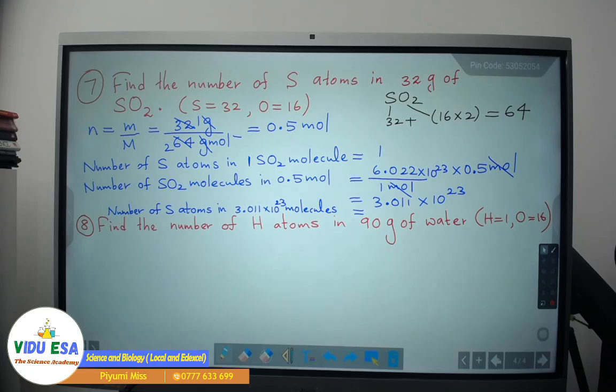Is it correct now? Then the next question is also a similar one. Find the number of hydrogen atoms in 90 grams of water. Try to work it out on your own. If the previous one was wrong.